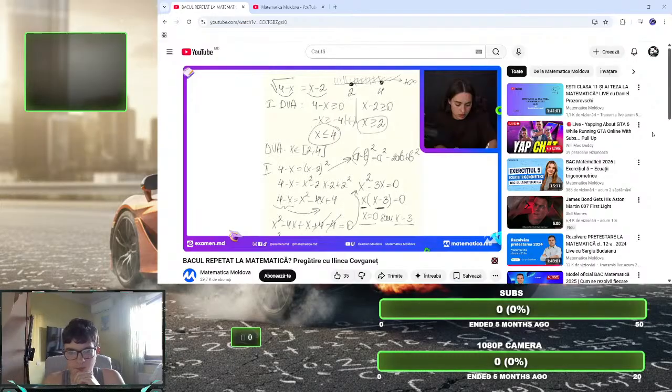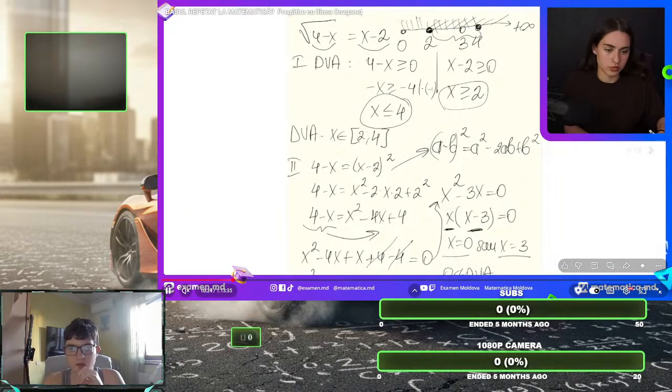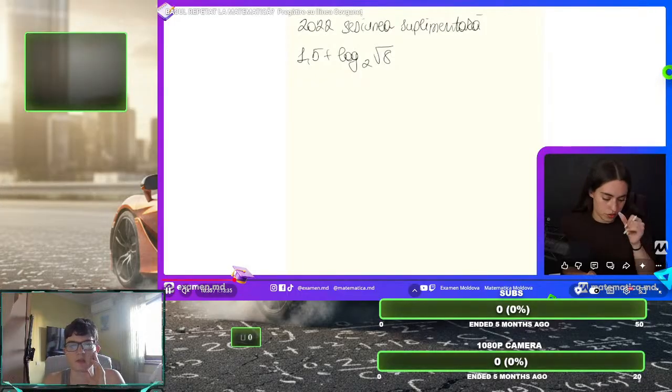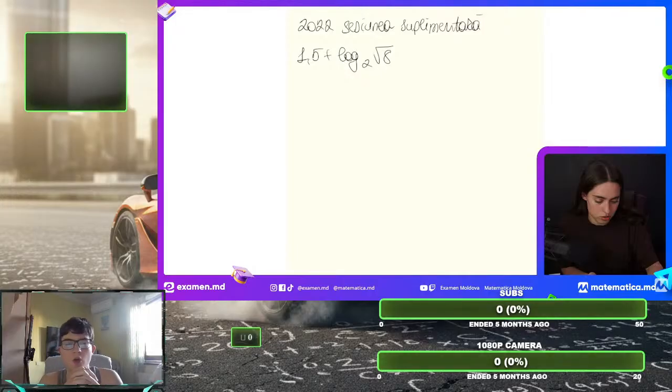So let's get on with it. Next exercise. Another typical algebra one, solve, nothing crazy. 1.5 right there. So 1.5 as a fraction is 15 divided by 10. If I simplify by 5, that is 3 divided by 2, which I don't know if it helps me.